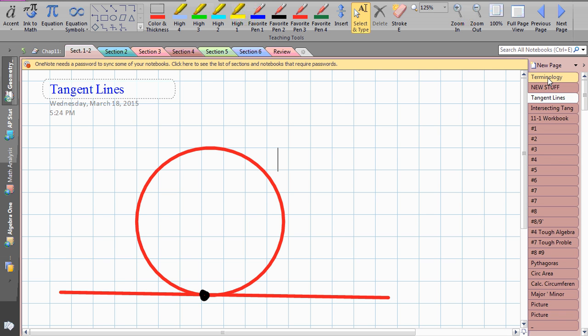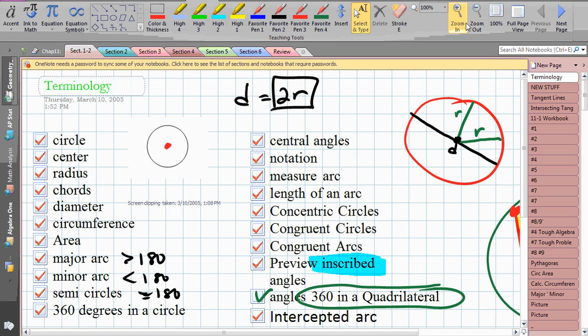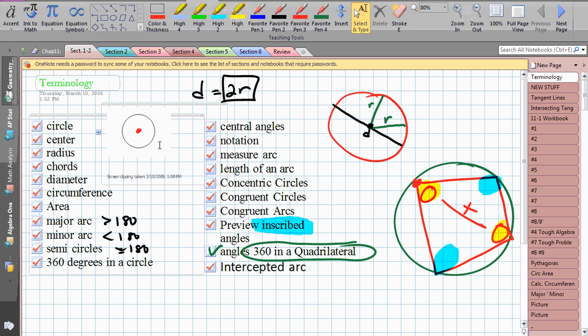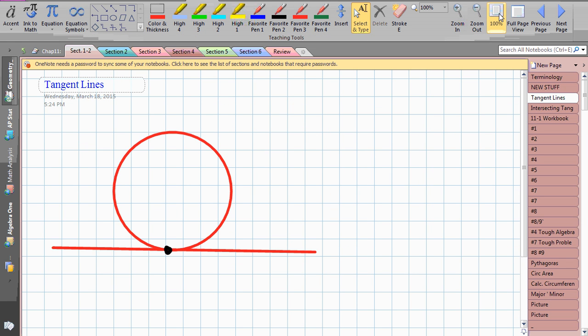Okay, let's do this. Last class we went over tons and tons of vocabulary associated with circles. This was like our foundation. So make sure you take a look at your notes and review all those. The new stuff in this section has to do with this diagram.